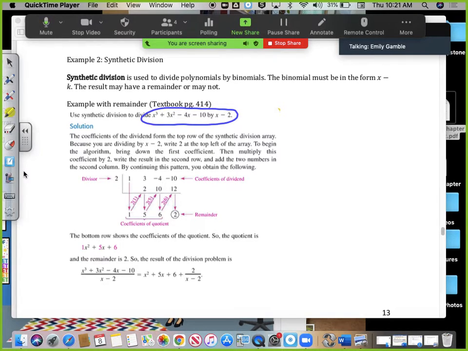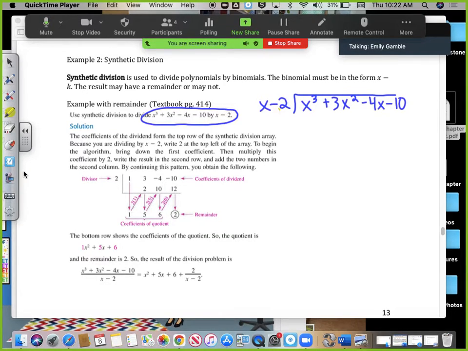It's x to the third power plus 3x squared minus 4x minus 10. We're dividing all of that by x minus 2. With long division, we would set this whole thing up by putting the x minus 2 here, and then we would put x to the third power plus 3x squared minus 4x minus 10, and we would start the whole process, which takes a long time and a lot of work.